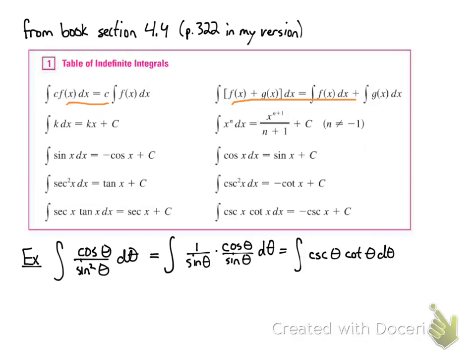Well, now the bottom right fact in that box is exactly this, and so my answer is negative cosecant of theta plus any constant.